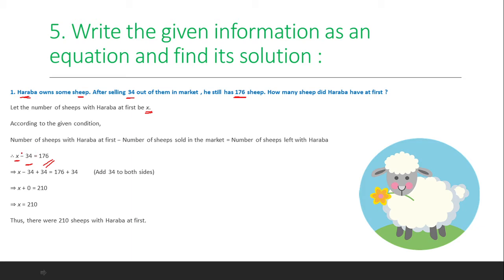Now children, we want the value of X. Here minus 34 is there, so in order to take out this minus 34, you will add 34 on both sides. So 34 minus 34 will be 0, and 176 plus 34 will be 210. So X is 210. Harba had 210 sheep in the beginning.